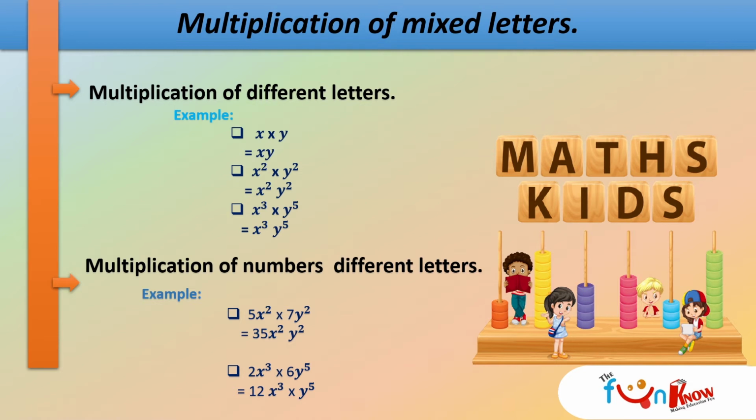Go for the next example. 2x cube into 6y raised to 5. You can see x cube as it is given over there, y raised to 5 as it is given over there. 6 into 2 is 12. So 12x cube y raised to 5 will be the answer. I hope you understand how to do the multiplication of numbers with different letters.